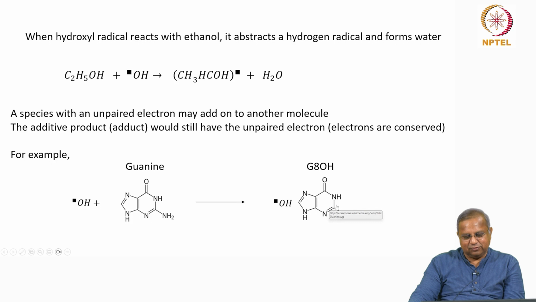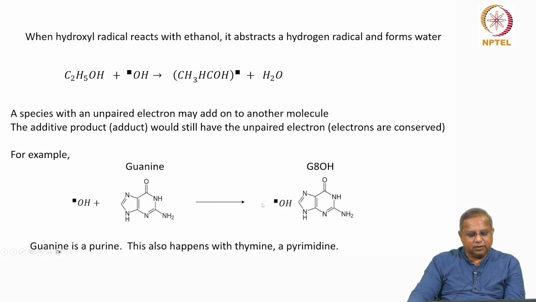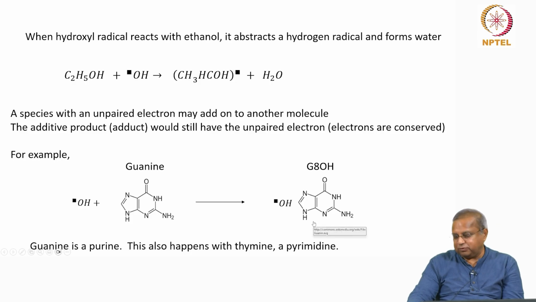So, you count your carbons like this, right? You miss out the nitrogen, of course. Carbon, you start from somewhere and it comes to the 8th position, something like that. So this is the addition reaction which can happen. It can cause damage and so on. Guanine is a purine, that's how we all guessed, and this also happens with thymine, which is a pyrimidine.